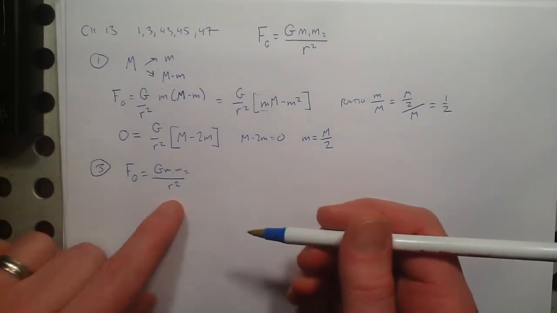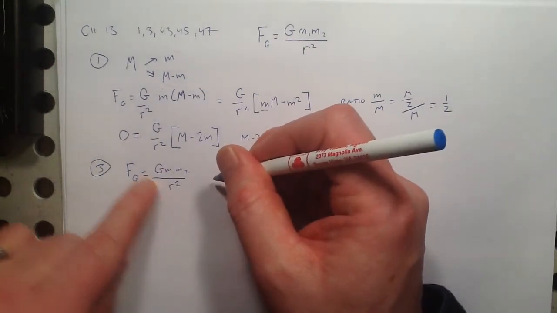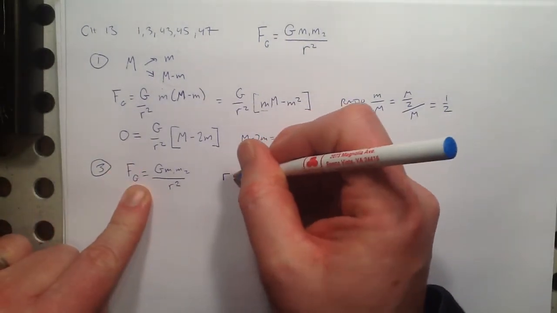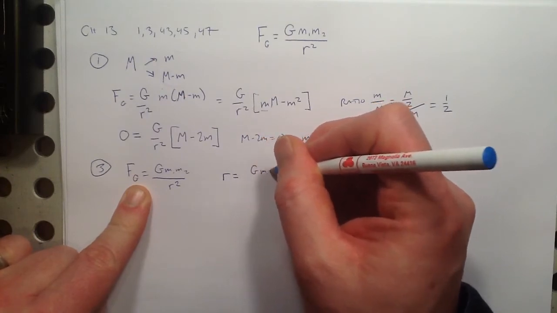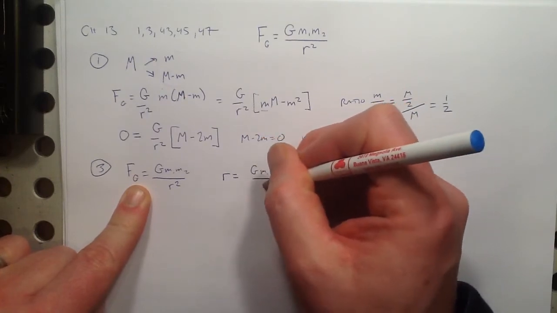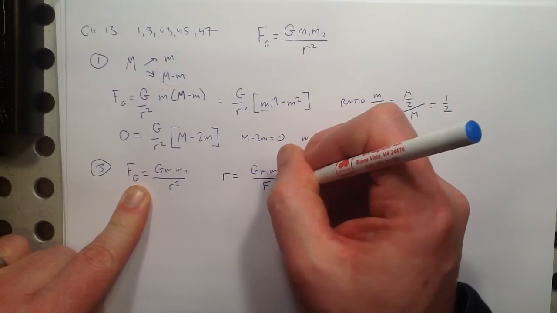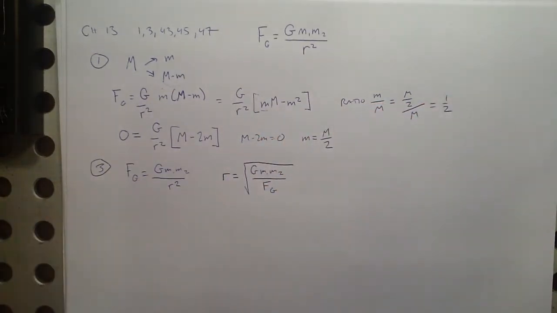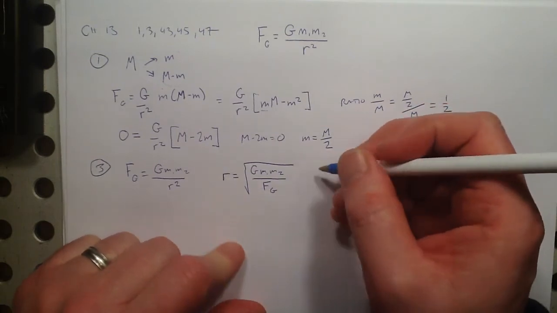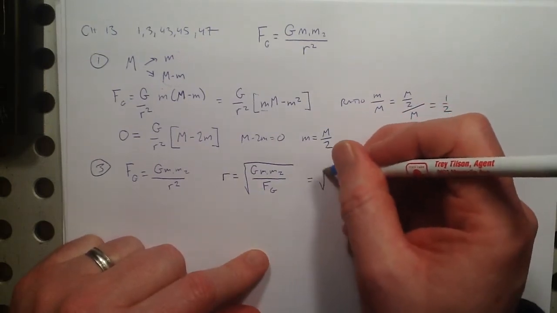Right? So I'm solving for r. If I do a little cross multiplying here, I get r squared is equal to G m1 m2 over gravitational force. And if I want to solve for r, I take the square root of that. And I think they gave me all of the things here.